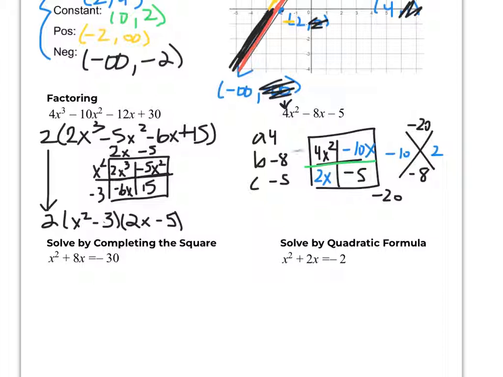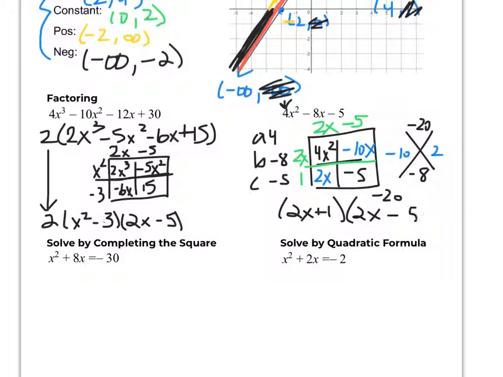So that would be 2x. What times 2x is 4x squared? 2x. What times 2x is negative 10x? Negative 5. And what times 2x is 2x? 1. So this one factors to side, 2x plus 1, times top, 2x minus 5.